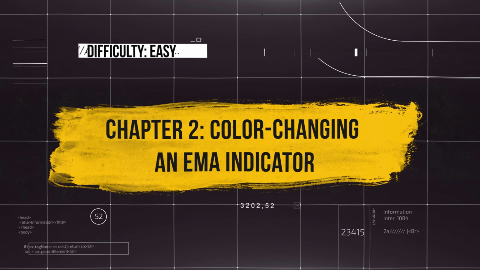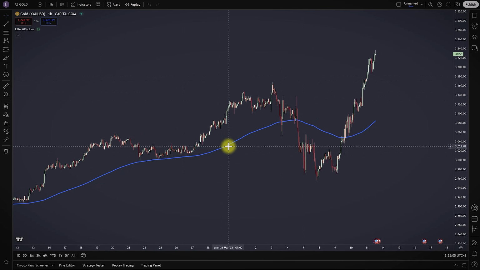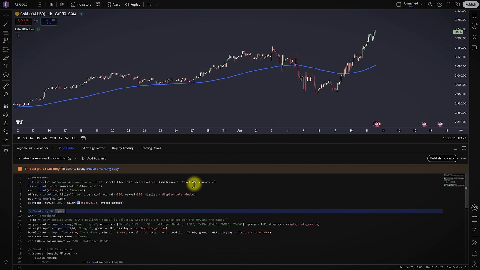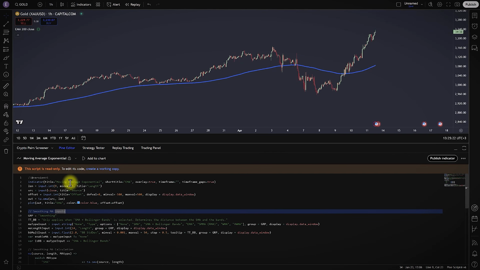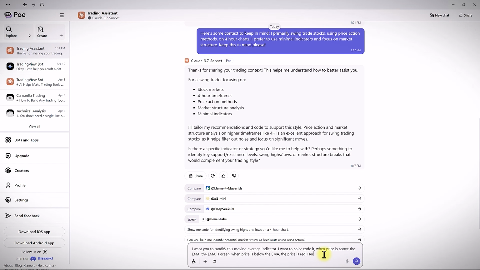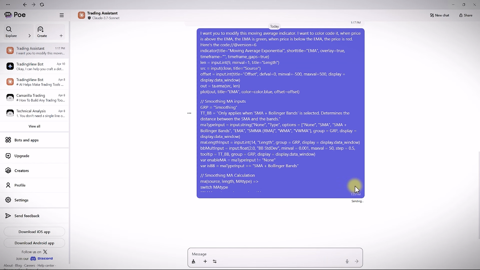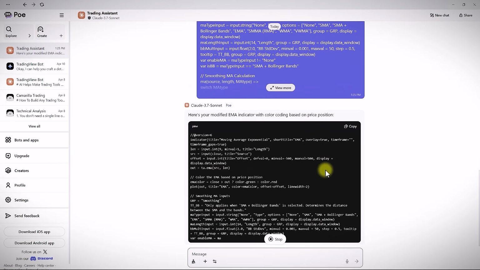After creating your assistant, it's time to see if it works as expected. Let's start with something easy. I use exponential moving averages a lot in my trading, and I want to ask my AI assistant to help me color code an EMA. I want it green when price is above it, and red when price is below it. We'll ask it to modify the basic EMA code to change colors based on price position. Now we'll copy the standard EMA code from TradingView and paste it into our chat. Then we'll wait for the assistant to do its magic. Nothing groundbreaking yet, we're just making that information more visible.